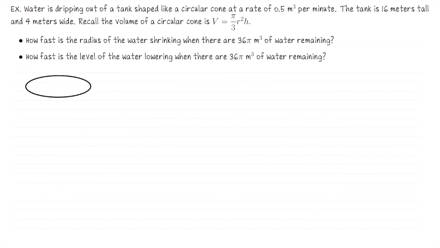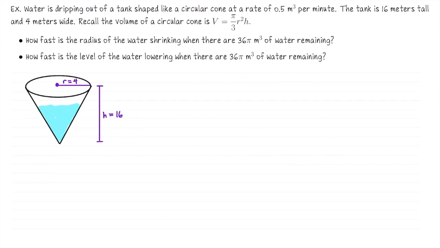So water is dripping out of a tank shaped like a circular cone at a rate of 0.5 meters cubed per minute. It's meters cubed because it's volume. Overall, the tank is 16 meters tall and 4 meters wide.